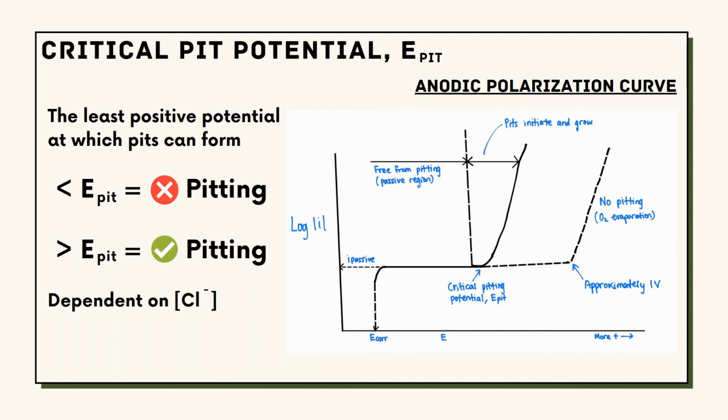Critical pitting potentials are usually determined from steady-state anodic polarization curves as shown. Based on the graph, when pitting corrosion initiates at critical pit potential, it will propagate rapidly.